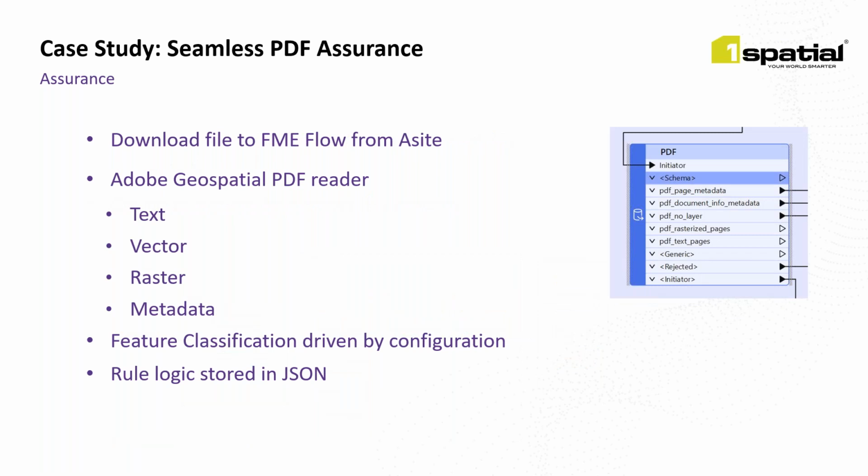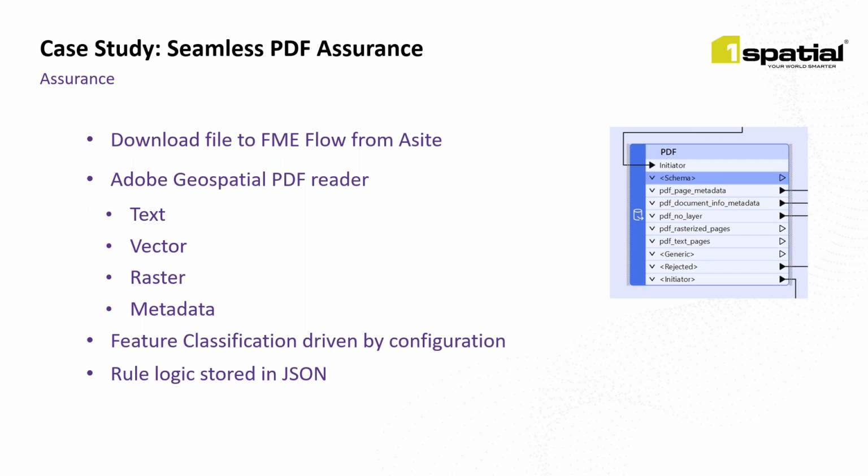The assurance step is a standalone workspace. Again, we utilize the ASITE API to download the file. We then use the FME geospatial PDF reader to read in the file. Now, this can give us a variety of information, such as text, vectors, lines representing the furniture and spacing and the content of the PDF, a rasterized version of the pages and the file itself, and metadata about the file.